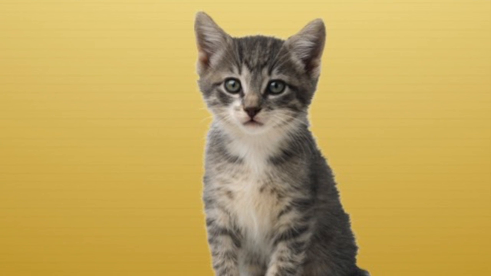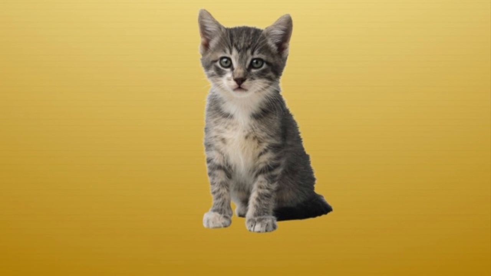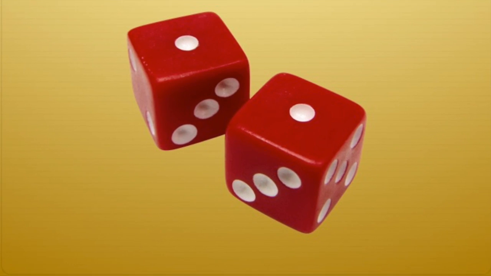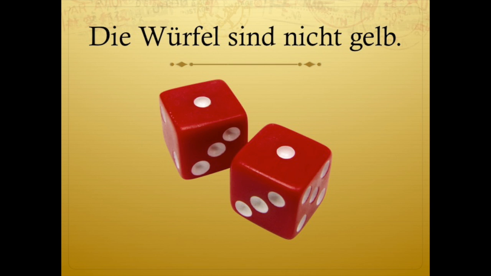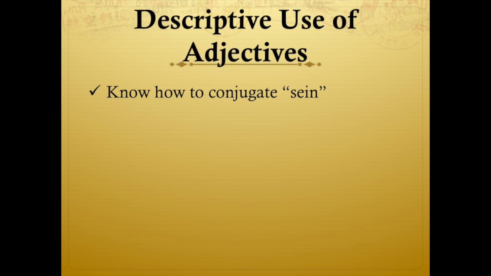We have a little cute cat. So how can we describe that cat using to be and an adjective? Exactly. Die Katze ist süß. Here we have dice. How can we describe those? Die Würfel sind nicht gelb. They're not yellow. Die Würfel sind rot. Yep, they are red.